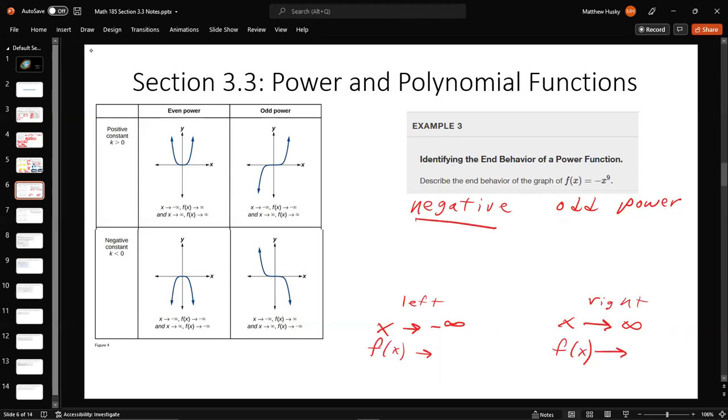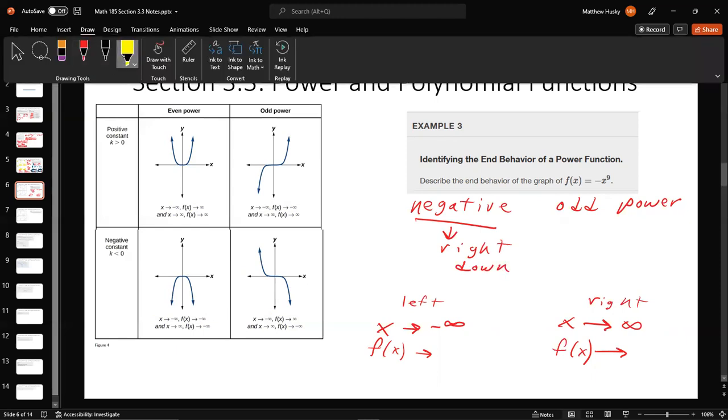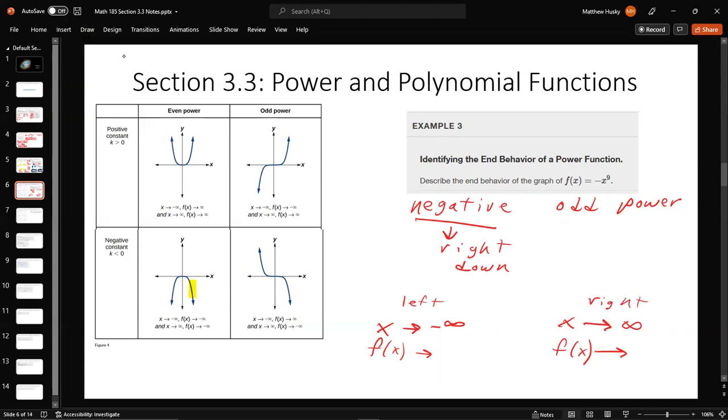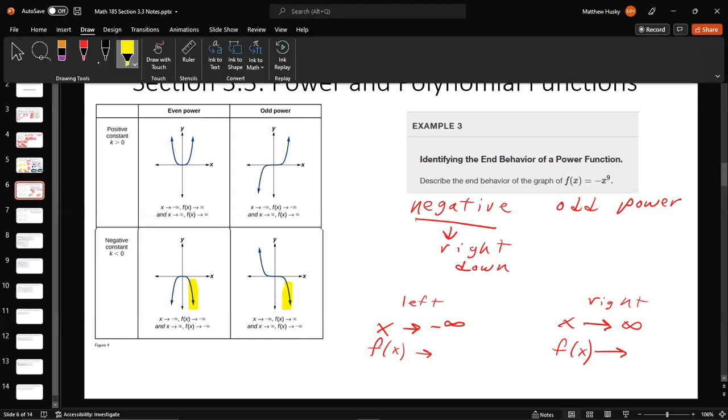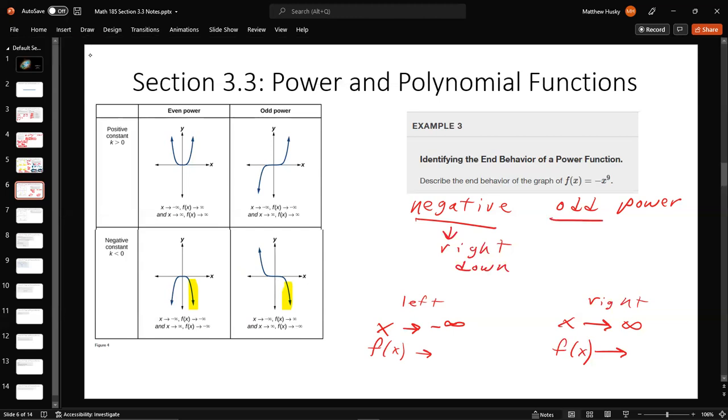Negative. What does negative tell me? That tells me that the right goes down. For negative values, the right side goes down. So here's a negative constant. The right side goes down, the right side goes down. That is what both of those graphs with a negative constant have in common. The other thing that we know, the power is odd, which means the left will be the opposite.